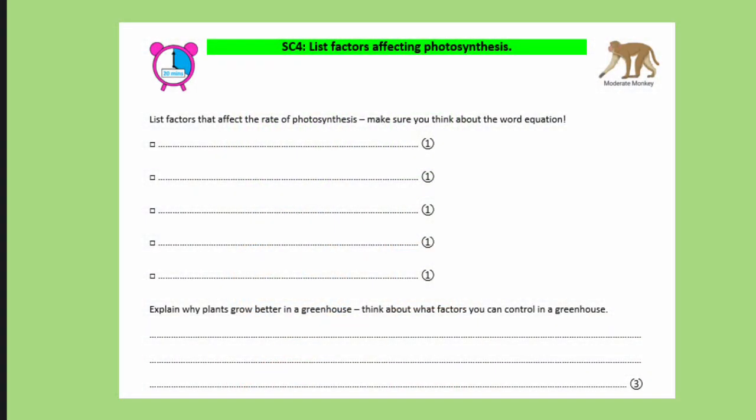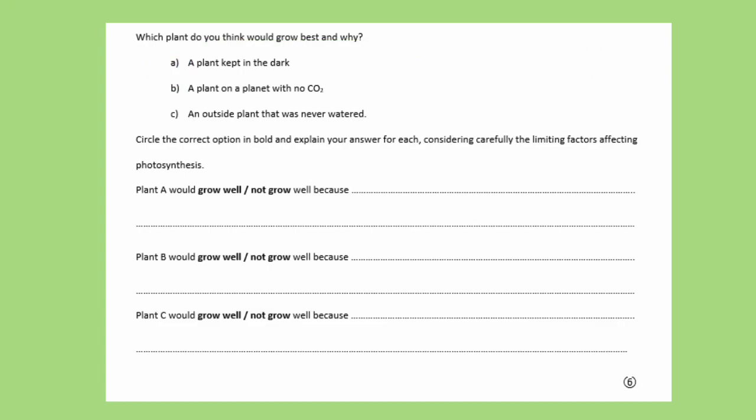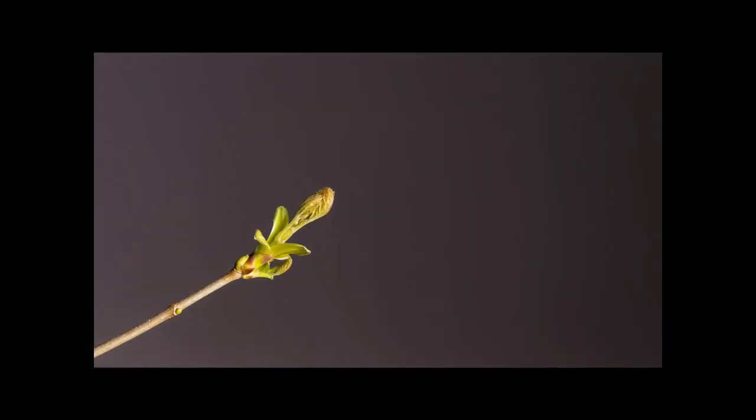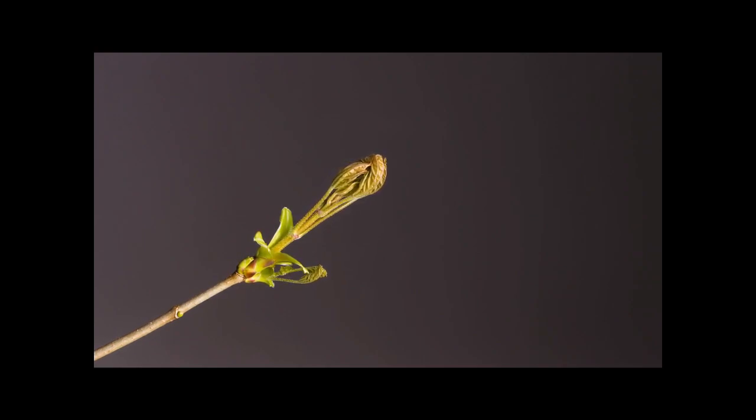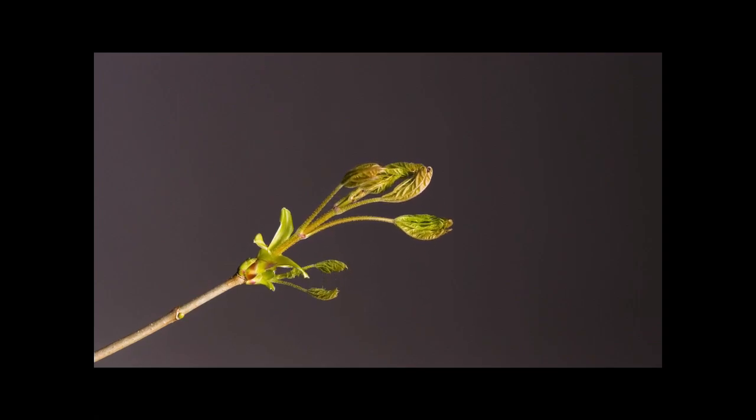Okay, moving on to SC4, list factors affecting photosynthesis. Make sure you answer the questions in this section as you watch the video. So let's start by looking at the 5 main factors which will affect the rate of photosynthesis of any plant.